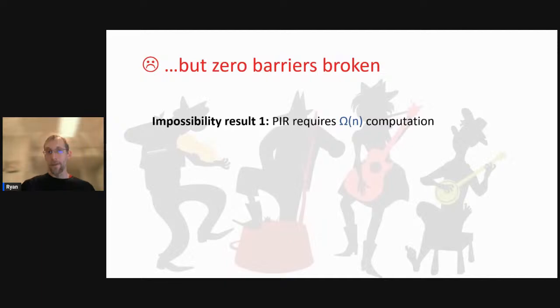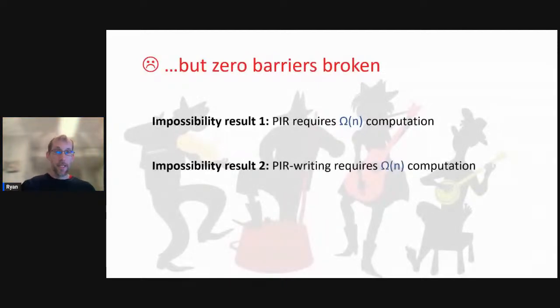And the super informal argument for this proof is that if you don't touch some bit of the database while answering a query, then clearly the user can't learn that bit of the database. Thus, if you want to make it so that all bits of the database are hidden, you have to include every single one of those bits as an input and have a cost proportional to how many bits there are. So there's another impossibility result that basically says for PIR writing, same thing.